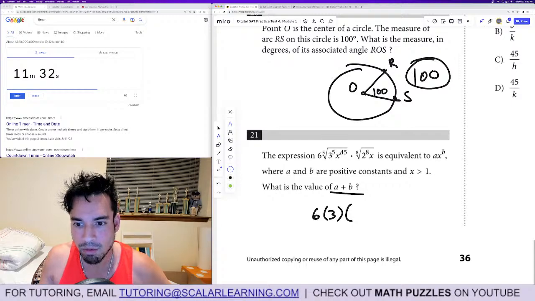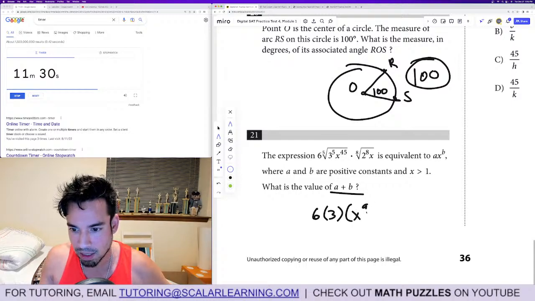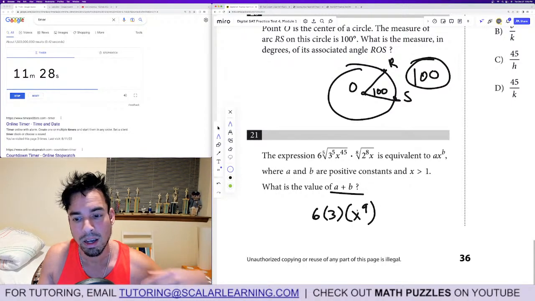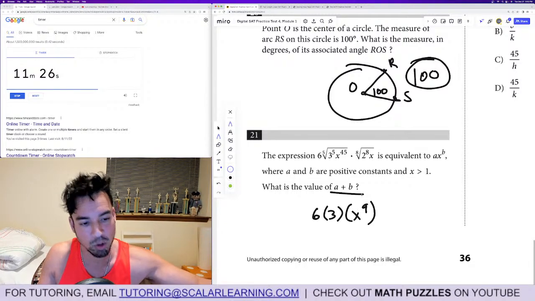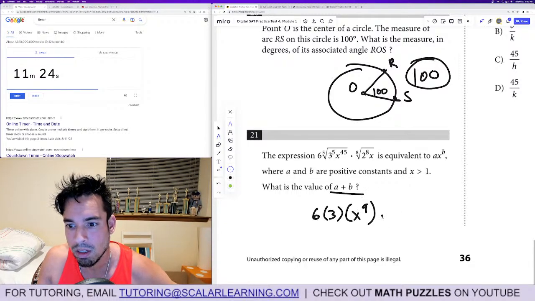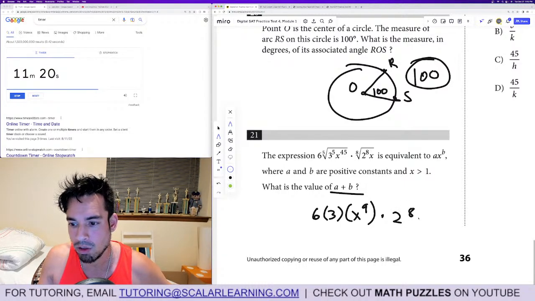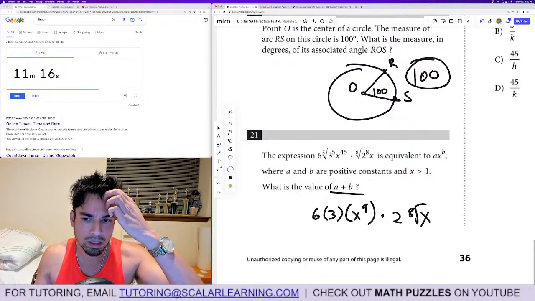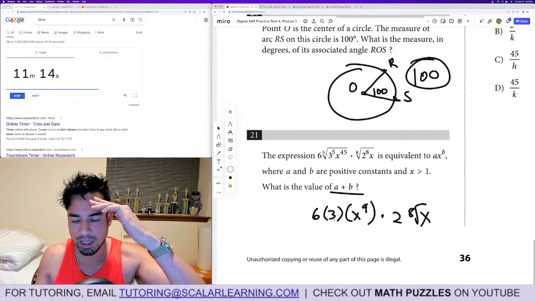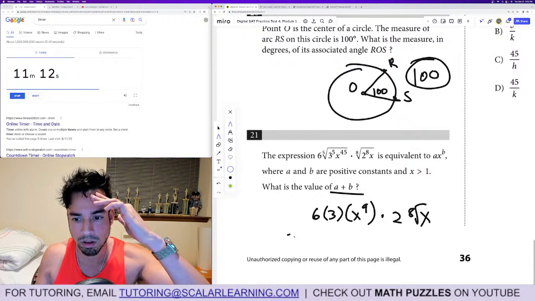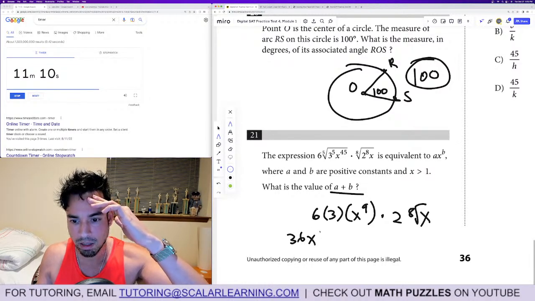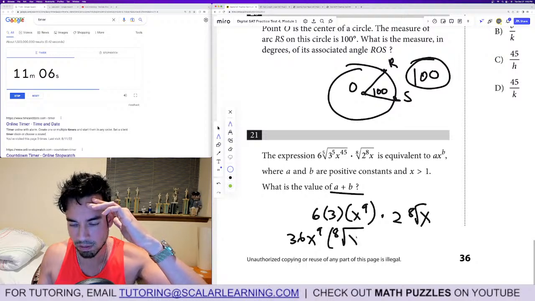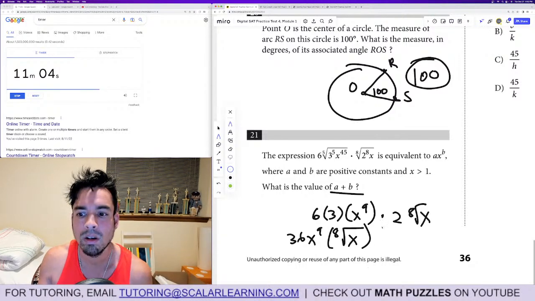And then x to the 45th divided by 5 is 9, x to the 9th power. That makes sense because x to the 9th times itself 5 times, you add the exponents, becomes x to the 45th. Times 2 to the 8th. The 8th root of 2 to the 8th is 2. And then we have the 8th root of x stuck inside. So now we can multiply everything on the outside. 6 times 3 is 18 times 2 is 36. x to the 9th, 8th root of x.